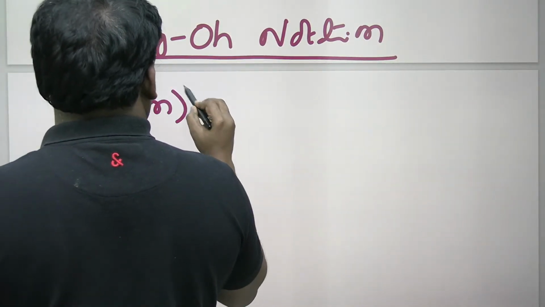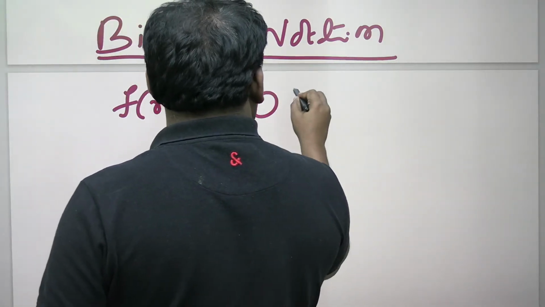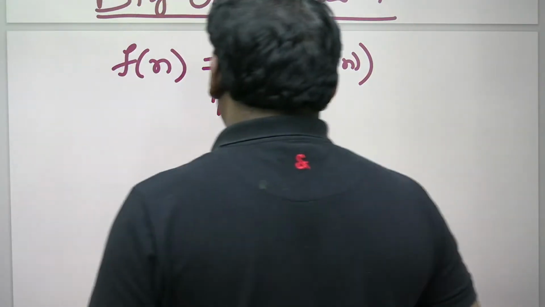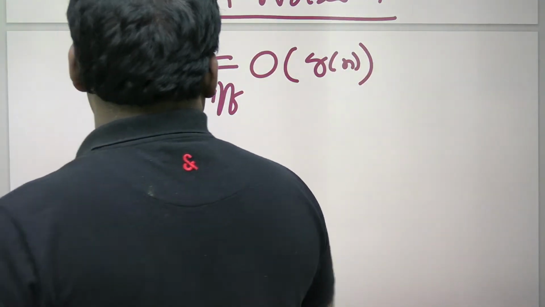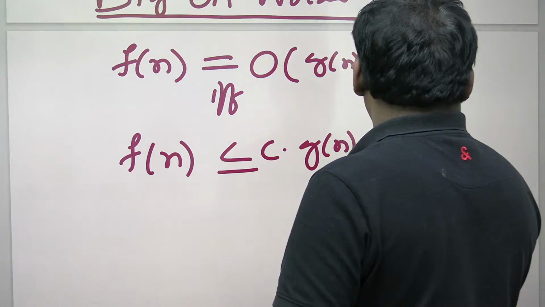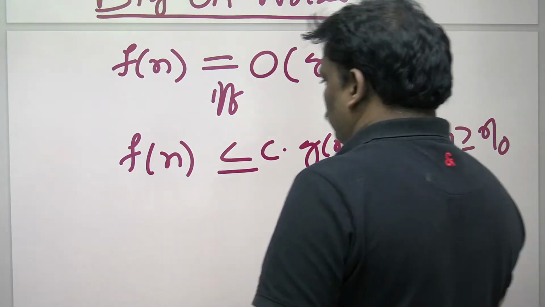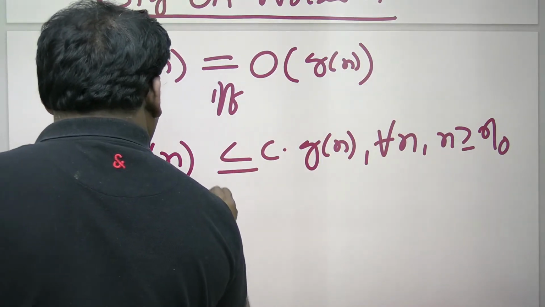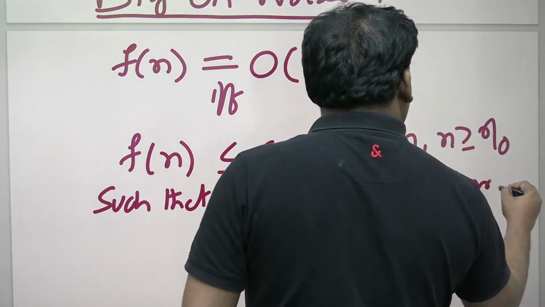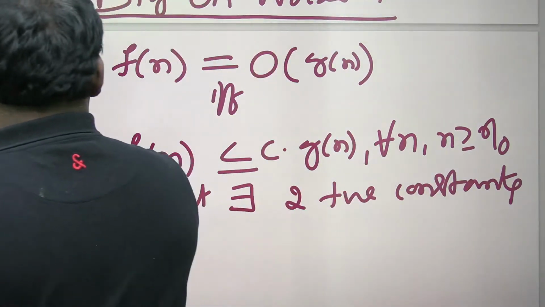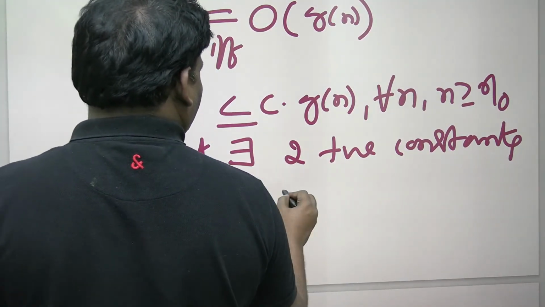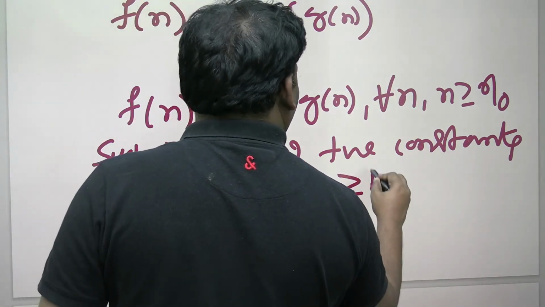f of n is equal to big O of g of n if and only if you can prove f of n is less than or equal to some constant c into g of n for all n where n is greater than or equal to n0, such that there exist two positive constants c greater than 0, n0 greater than or equal to 1. This is the definition.